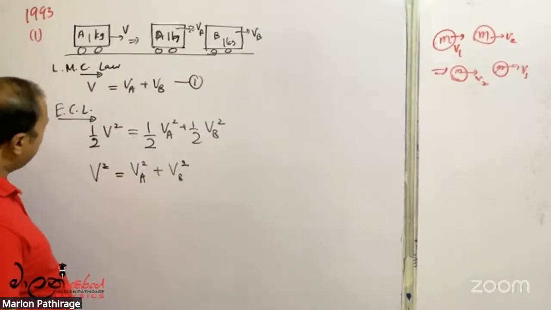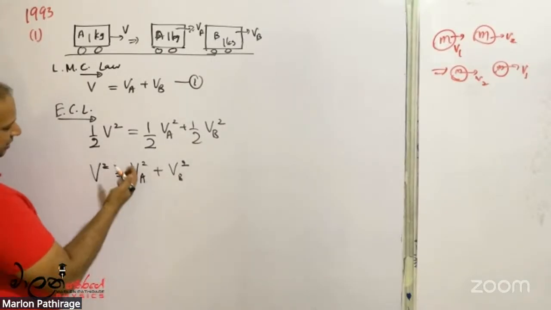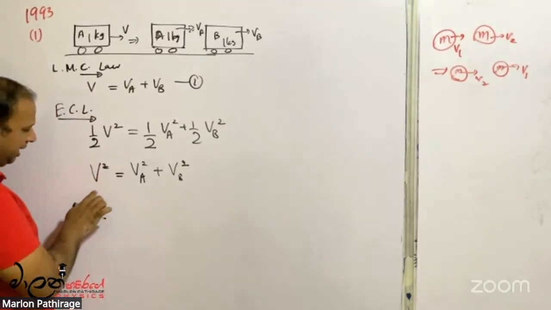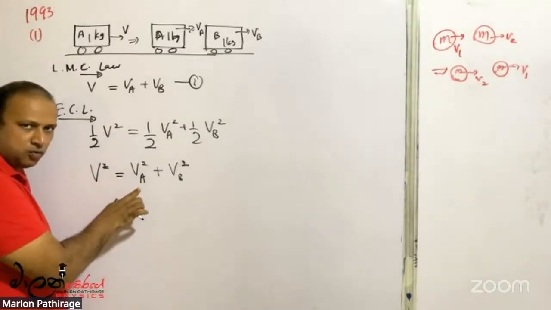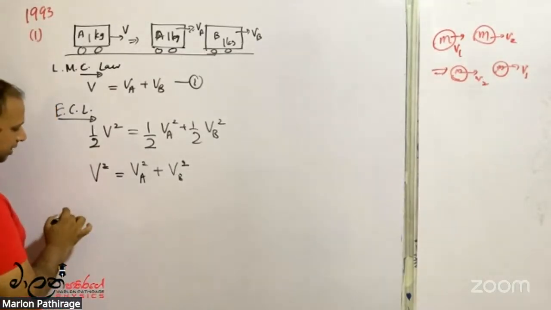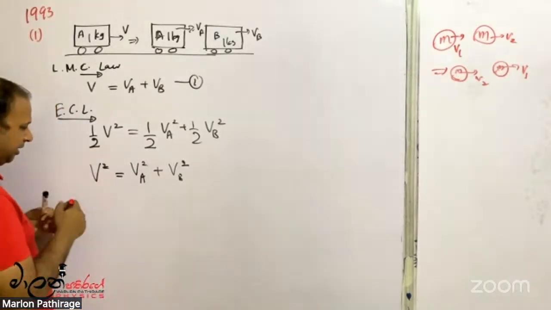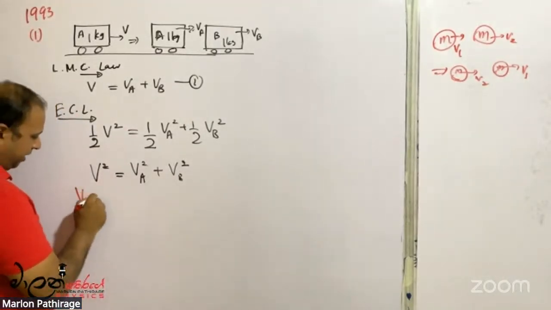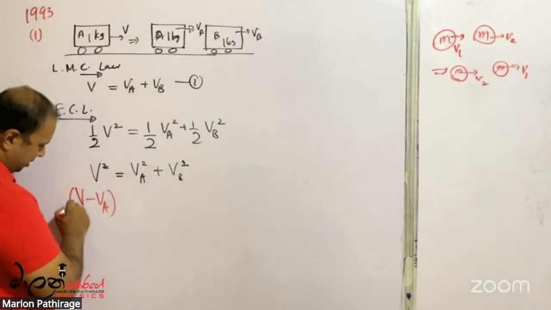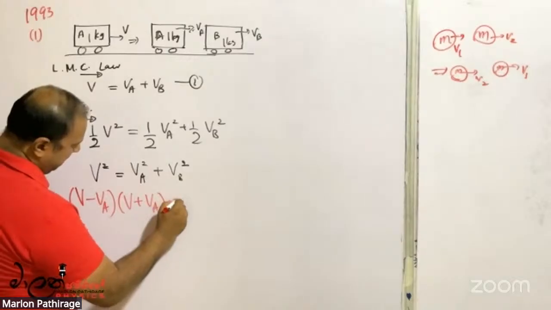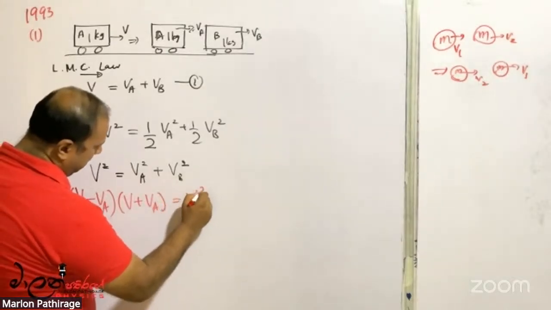Okay. If I take this one to this side, you will have v squared minus va squared. That means a difference of squares. For the difference of squares, I can write it as v minus va, v plus va is equal to vb squared.